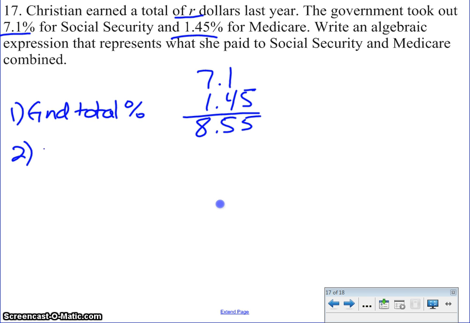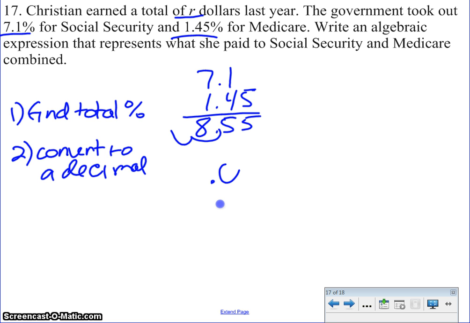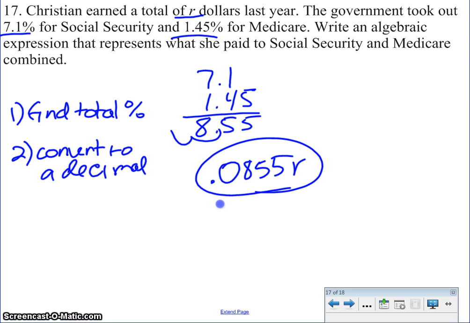Second thing is going to be convert that to a decimal. So to do that, I move it over to the left twice. So I'm looking at 0.0855 times the amount that she earned, which is her R dollars, and that's your final answer: 0.0855 times R.